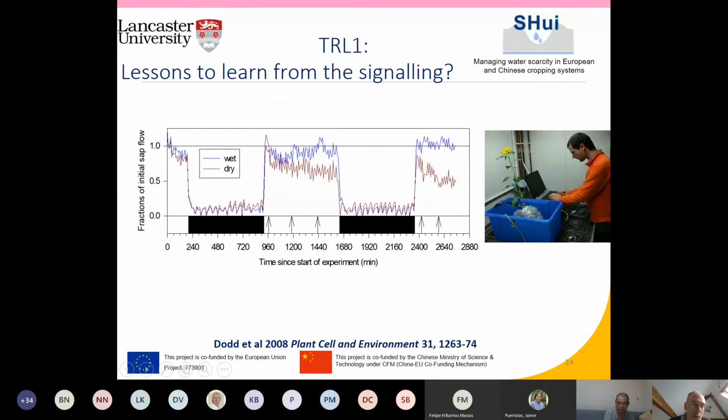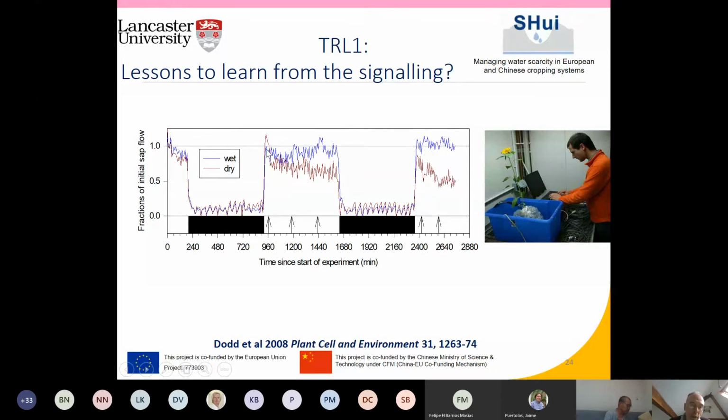So the root system that was exposed to wet soil is indicated by the blue line, and you can see that it was initially a high sap flow rate. At night time, the sap flow rate decreased. These fluctuations represent heating and cooling cycles in the controlled environment. Lights come on in the morning, sap flow goes up again, as you'd expect. These arrows represent when the wet side of the partial root zone drying plants was irrigated. And you can see for the roots in wet soil, the sap flow was maintained throughout this experiment.